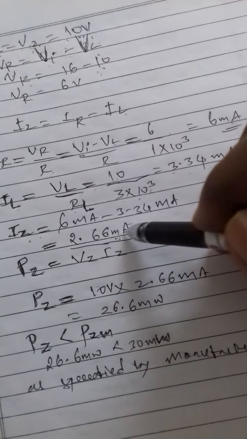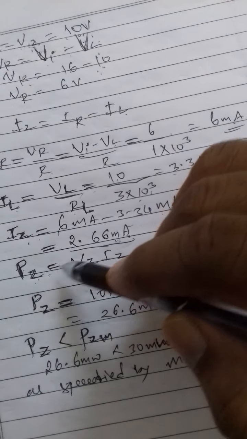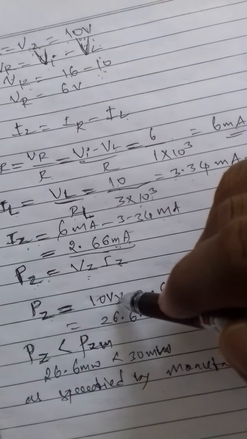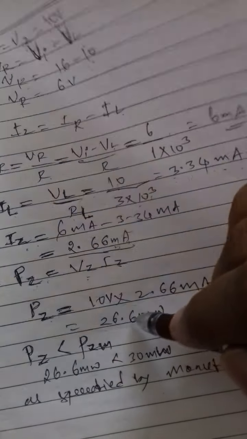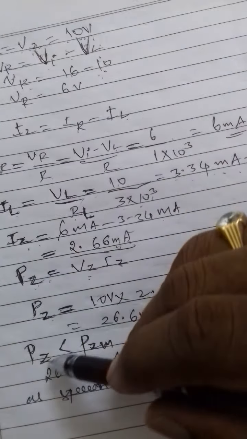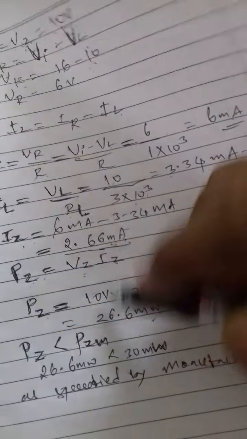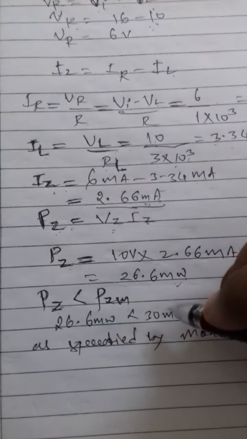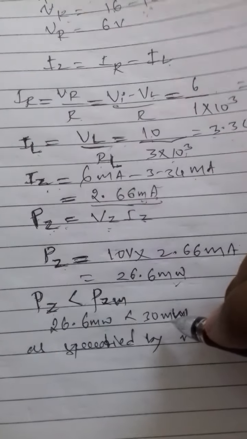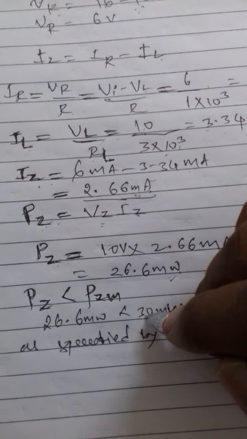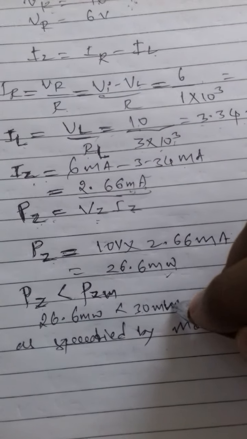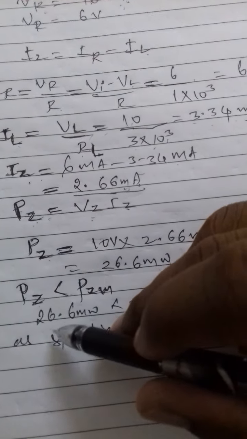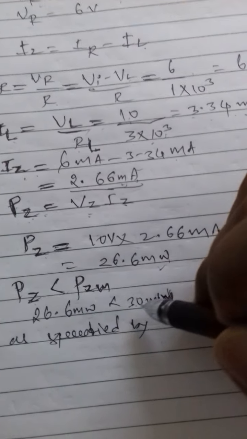That is the current flowing through the Zener diode, and the power dissipated in the Zener diode is equal to Vz Iz. So the power dissipated is 10 volts into 2.66, equal to 26.6 milliwatts. Pz is less than Pz maximum. The maximum power to be dissipated in the Zener diode is specified by the manufacturers as 30 milliwatts. So the 26.6 milliwatts is less than the 30 milliwatts.